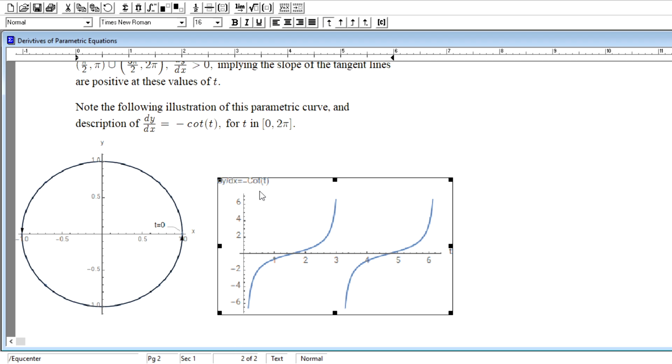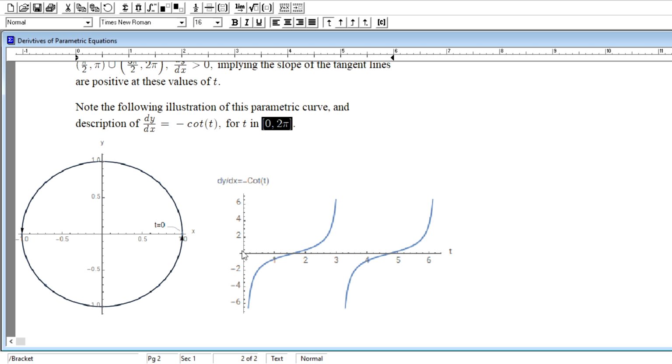This vertical axis represents the opposite of the cotangent of t. Where we do see that it makes this cycle twice on this interval from 0 to 2 pi. One cycle occurs from 0 to pi, the other cycle from pi to 2 pi. And at 0, pi, and 2 pi, we have these vertical asymptotes. Those vertical asymptotes are where we have the vertical tangent lines to this parametric curve at the values of 0 and pi here, and then again at 2 pi.